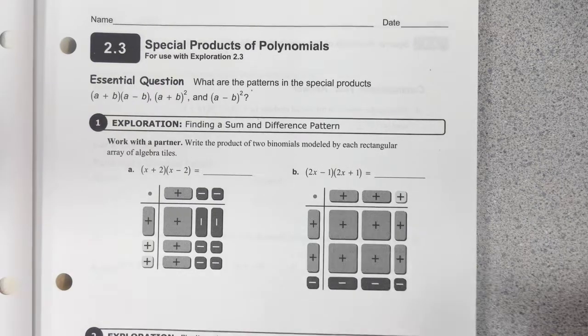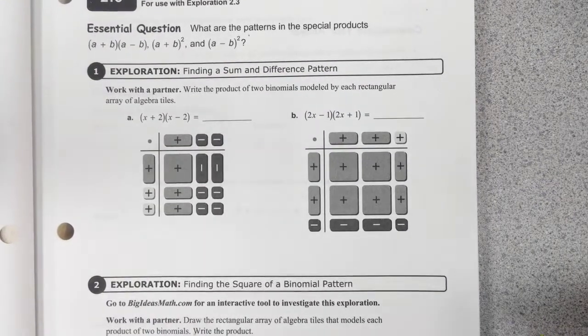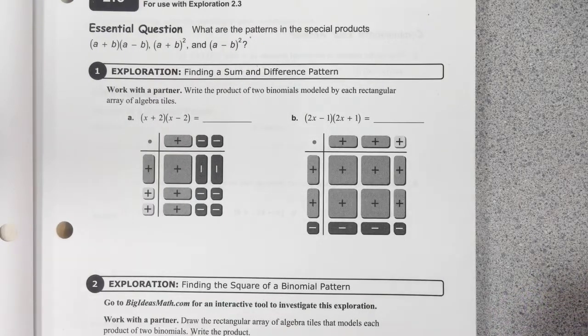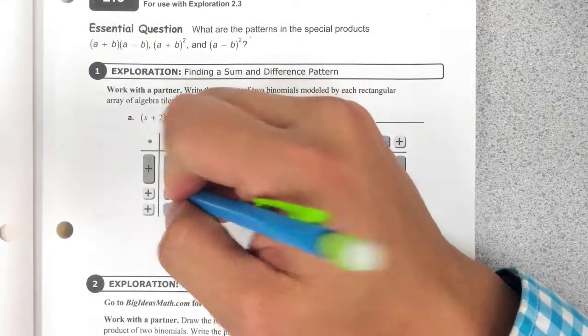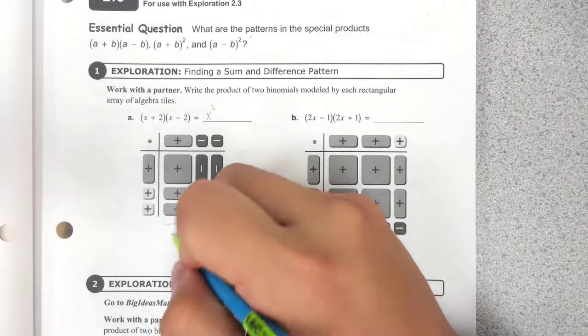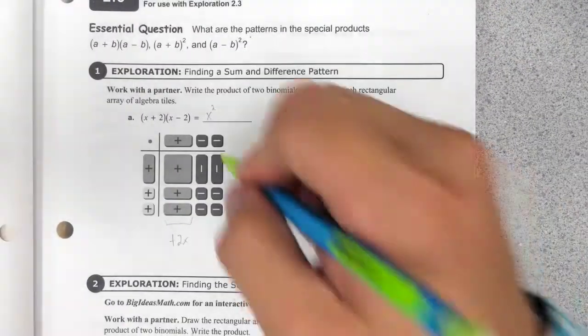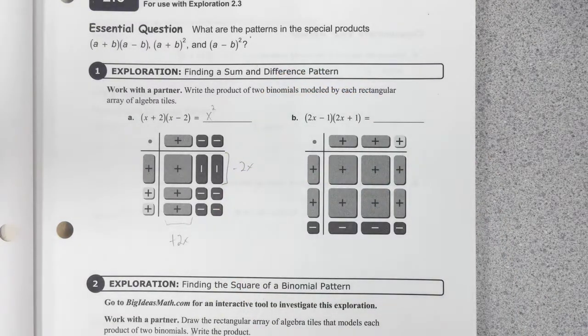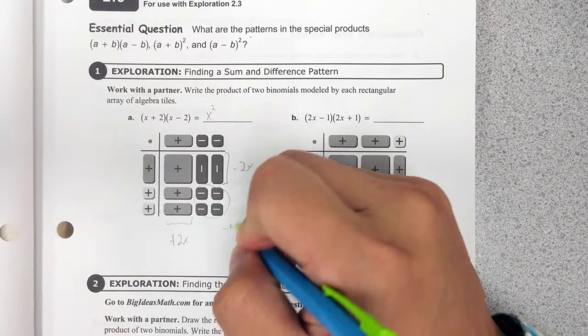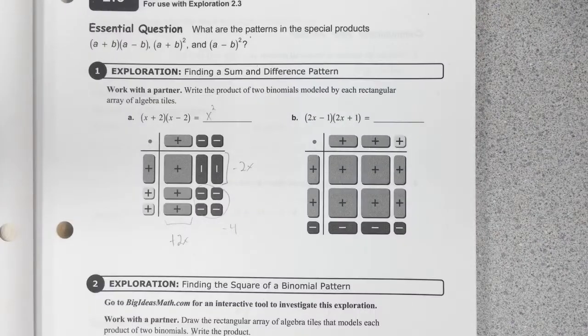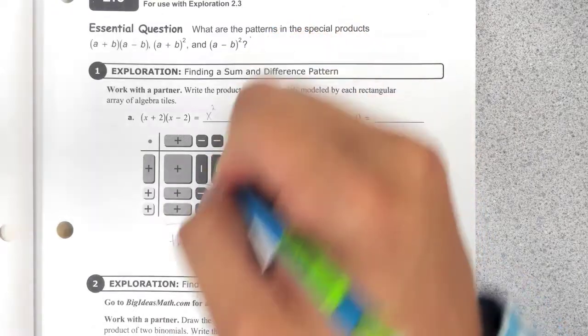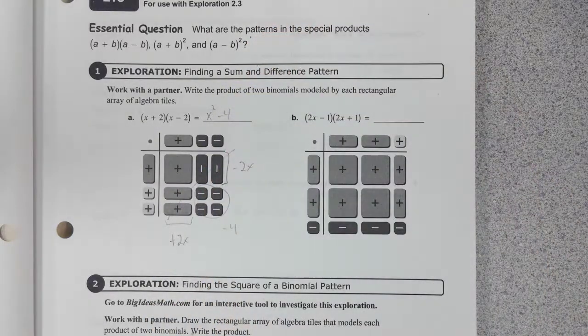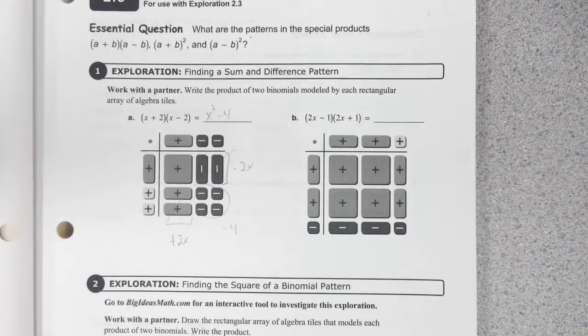So let's look at these explorers. Write the product of two binomials modeled by each rectangular array. So these, we have 1x squared. We have 2x right there, and then we have negative 2x, and then we have negative 4. But since I have a positive 2x and a negative 2x, they just cancel each other out. And then I have x squared minus 4. Okay, so there's that. That's an x plus 2 and an x minus 2.